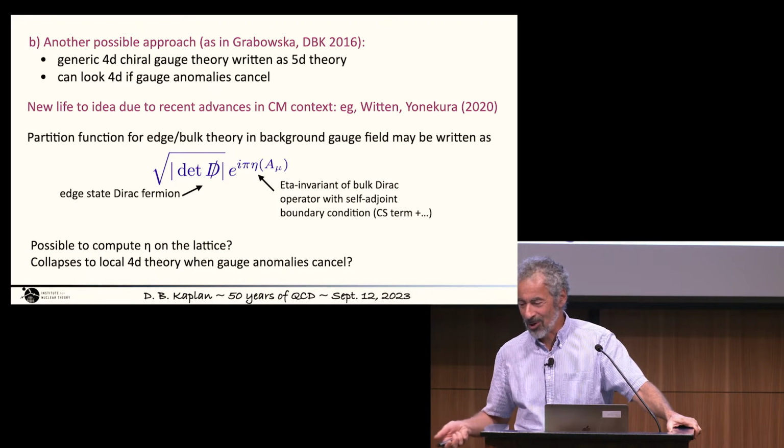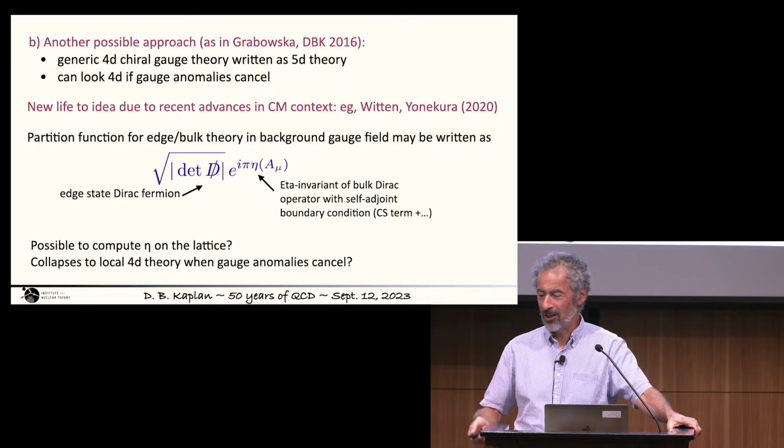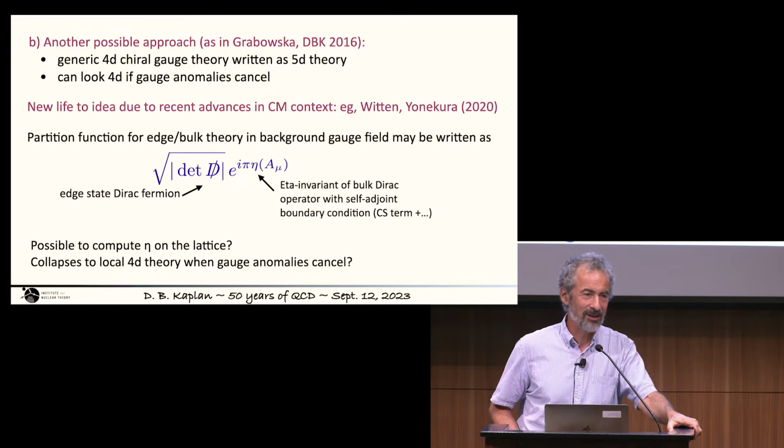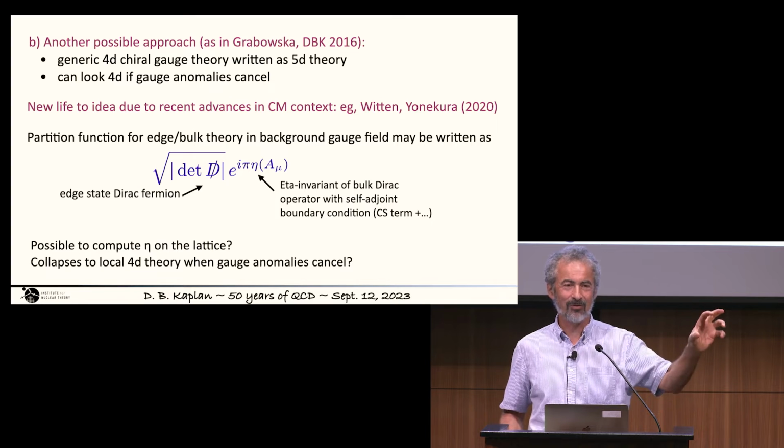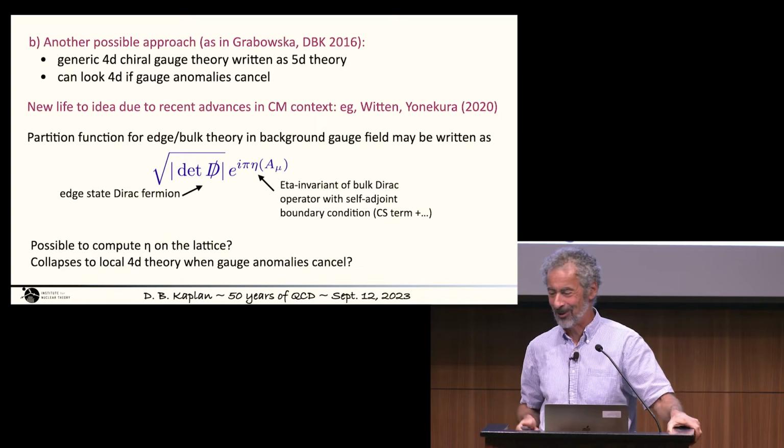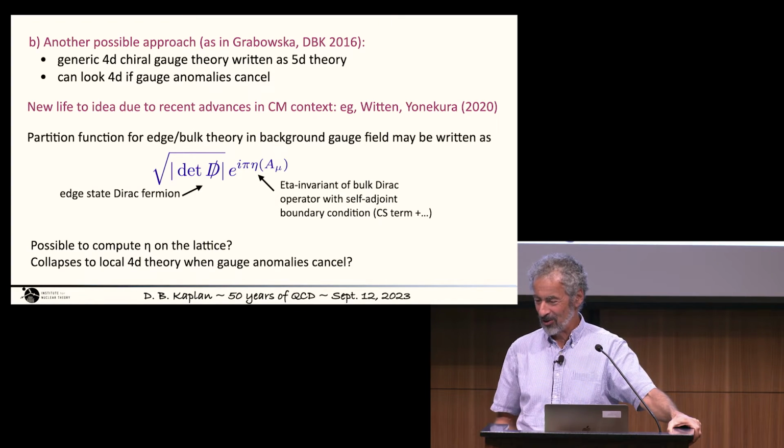But the eta invariant's got more to it, because this isn't quite Kaplan-Harvey. Each of those two pieces is individually gauge invariant, unlike the Kaplan-Harvey picture where you have a gauge variant thing and a compensating gauge variant thing in the bulk. So this is still an open question.